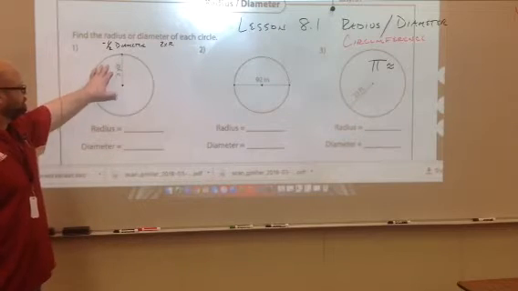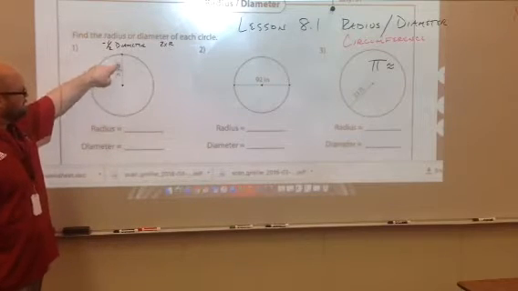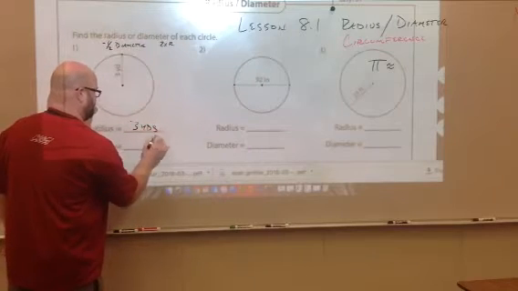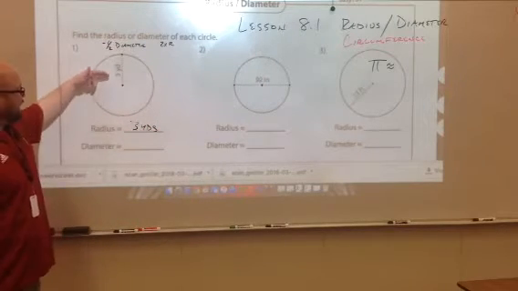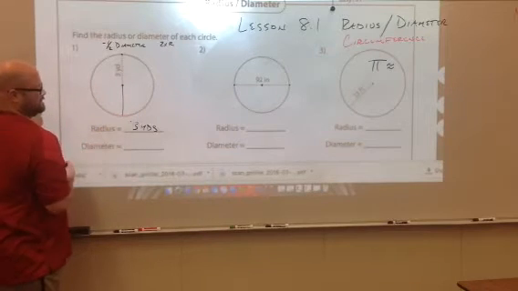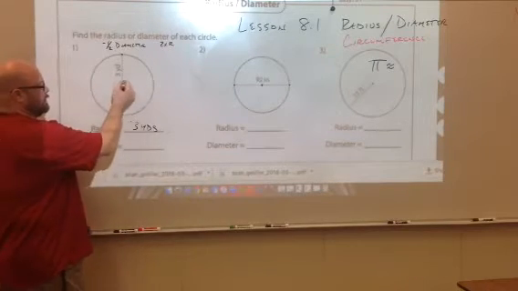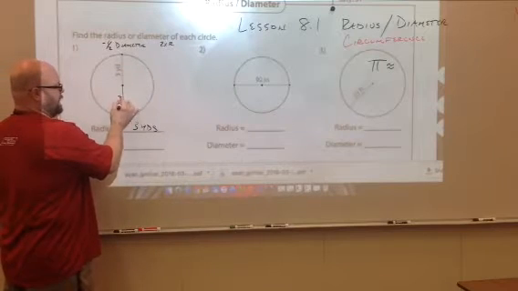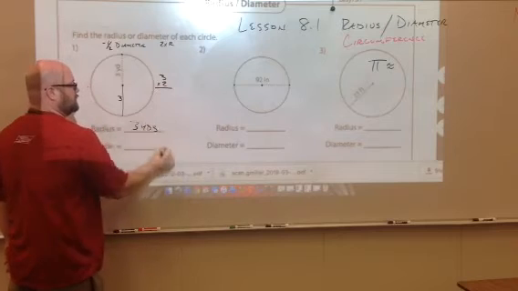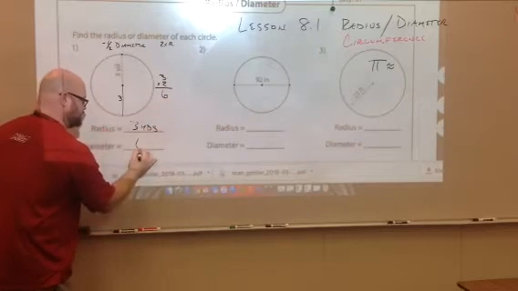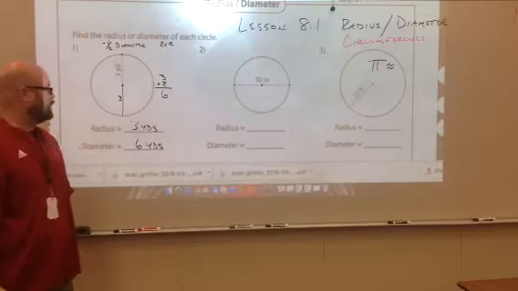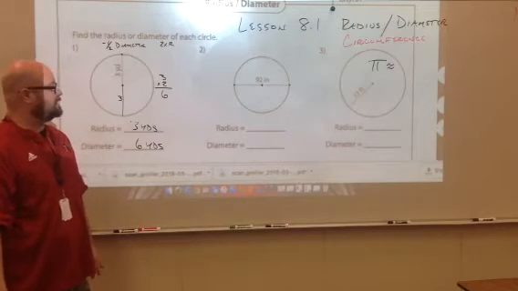Number 1, my radius is given to me, it's 3 yards. My diameter is the distance clear across. So I need to take my radius and double it, or take my radius times 2. So my diameter is 6 yards. Pretty simple concept, I think.